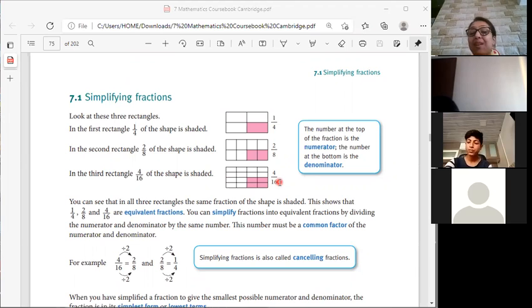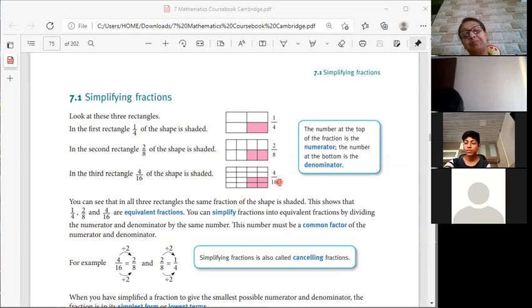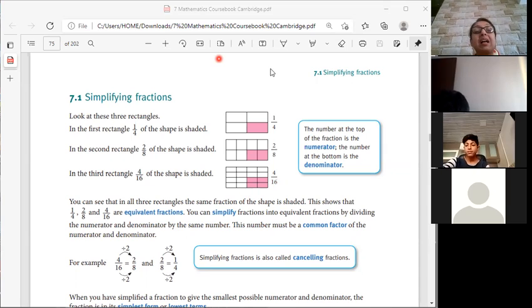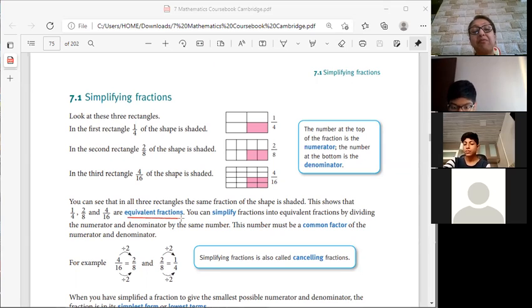Yes. Now we are learning a little more advanced. Now we will learn what is an equivalent fraction. Do you understand equivalent fraction? Yes, very good. Equivalent fractions are the fractions which, when reduced, when simplified further, become the same. Now I will show you how.